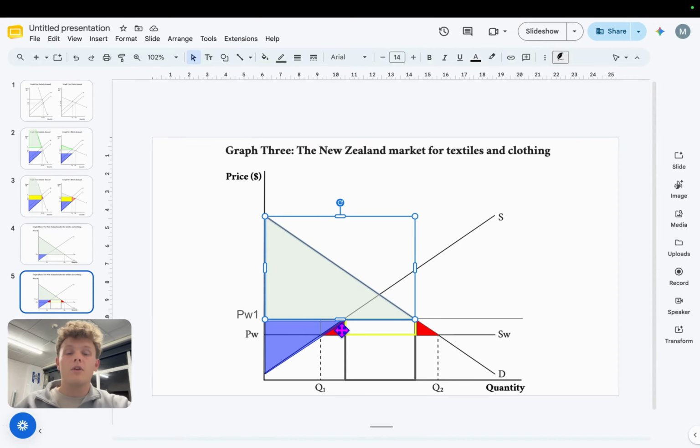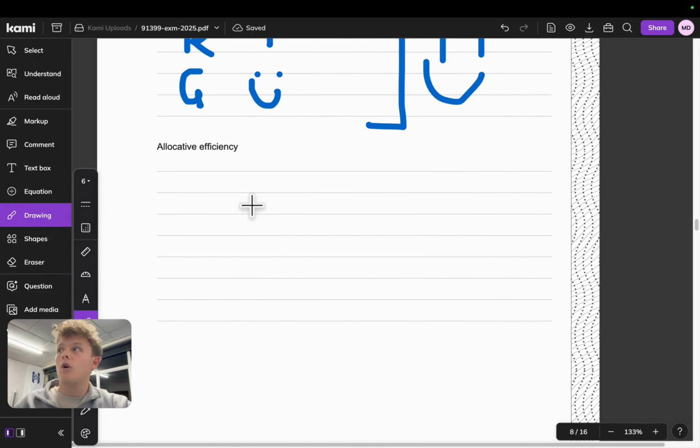Some of the area lost is not transferred, and this is the deadweight loss. Therefore, surpluses are not maximized, and there is a deadweight loss present, which means the market is now not allocatively efficient, and we're worse off. But not allocatively efficient is what we're looking for.